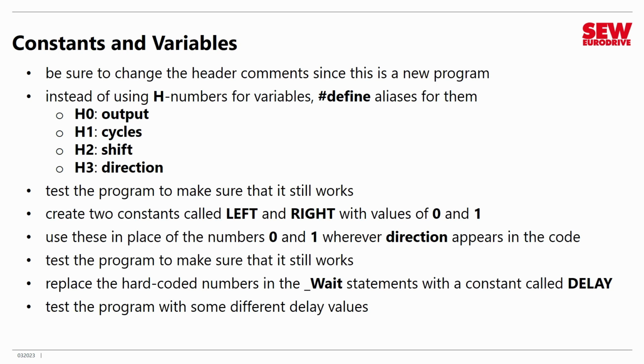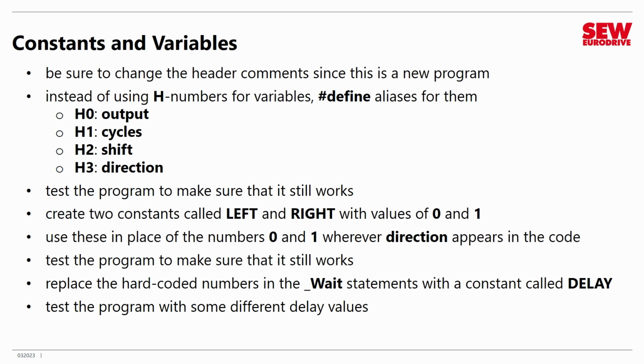Now, this existing program, which was the mystery program, remember, uses variables by directly referring to H numbers. We're going to now change this to do aliasing instead. So I want you to go through and find all the H variables and change them to these names: output, cycles, shift, and direction. So whenever you see an H0, change it to output. When you see an H1, change it to cycles, H2 to shift, and H3 to direction. And then, of course, you need to define those aliases for them.